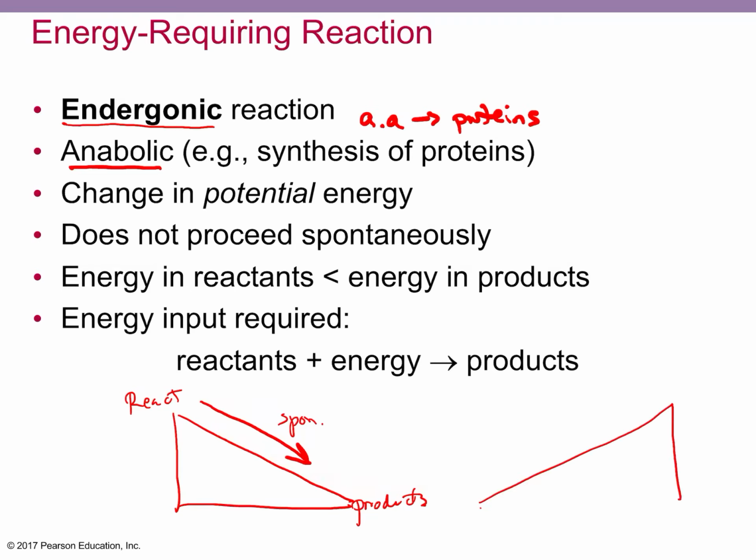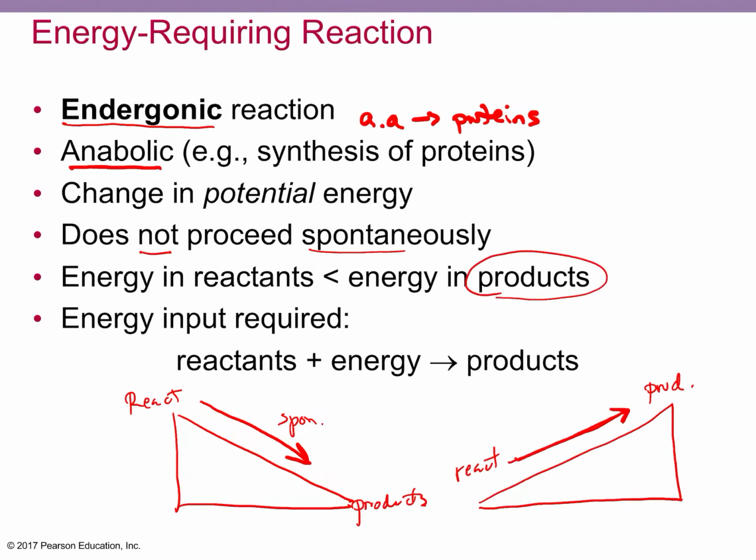But if it requires energy and the reactants have less energy and the products have more energy, this is called non-spontaneous, because this is not going to happen in the physical world spontaneously, right? This is going to require energy input. It's going to require a lot of work to do this. So that's what we mean by not spontaneous. And the products have more energy than the reactants. And so energy is put in, and that energy that's absorbed is going to be found stored in the products.